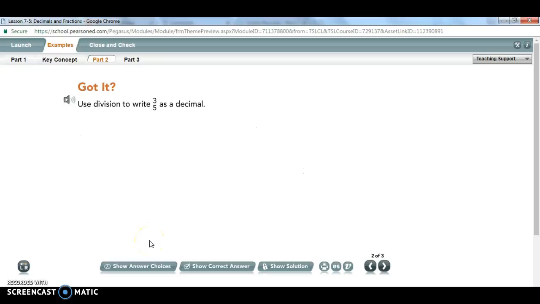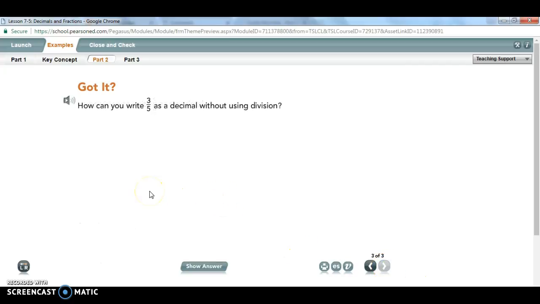In this got it problem for part 2, we're going to use division to write 3/5 as a decimal, and these are your answer choices. D is the correct answer. 3 divided by 5 will give you 6 tenths.